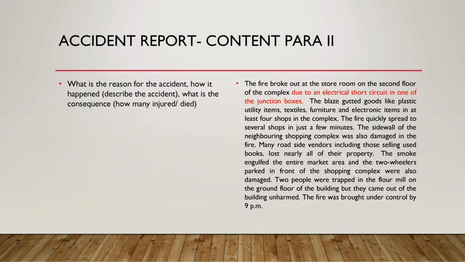So the blaze gutted goods like plastic utility items. So what happened? That is, what are the damages caused to the properties? What are the damages caused to the people? So all this you need to explain. So what is the consequence? That is, how many injured, how many died, how much property was lost. Everything needs to be explained here.